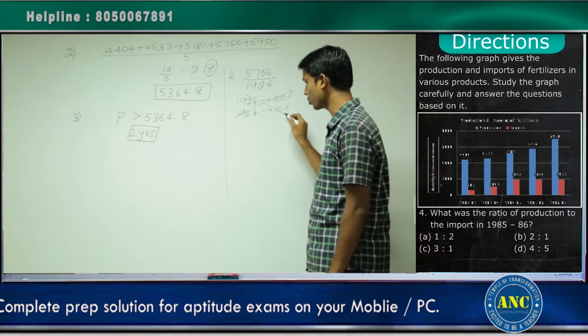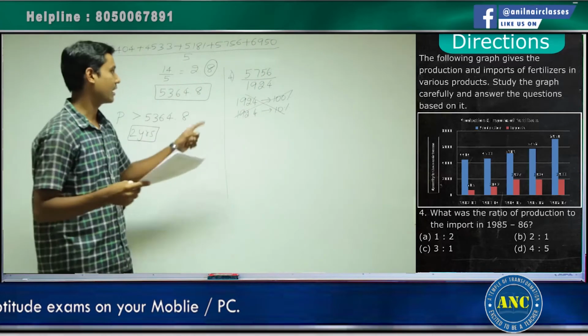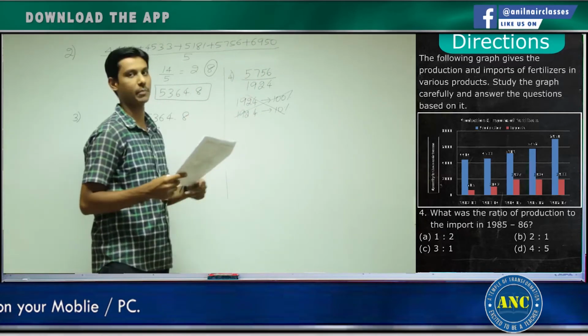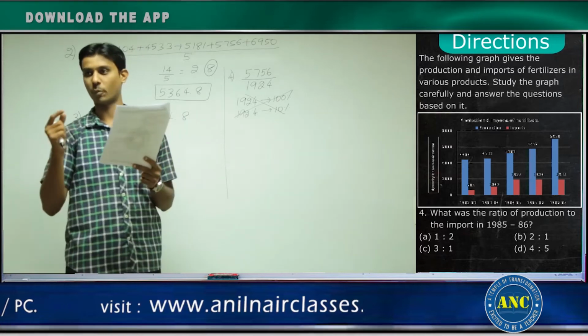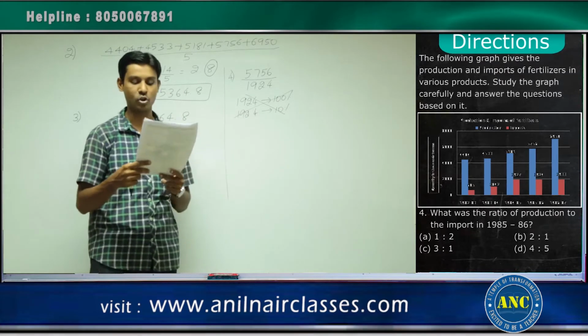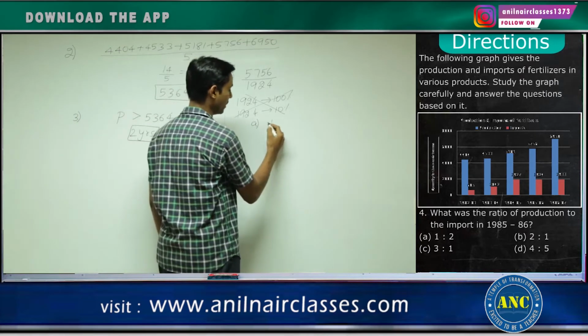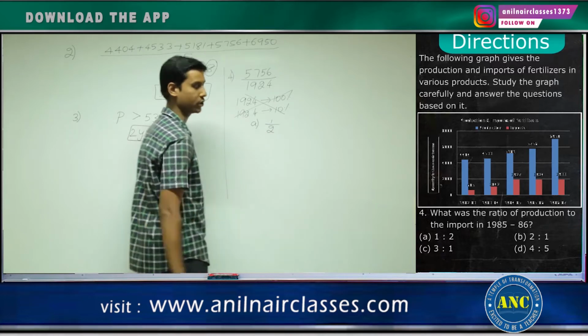This is not the best method to use for this particular ratio. Please see here. Think logically. The ratio given is 5756 divided by 1924. Go with the answer options. That will give you the answer very quickly rather than doing all these steps. Go with the answer options. First option is 1:2. That means in fraction form, it is 1/2.